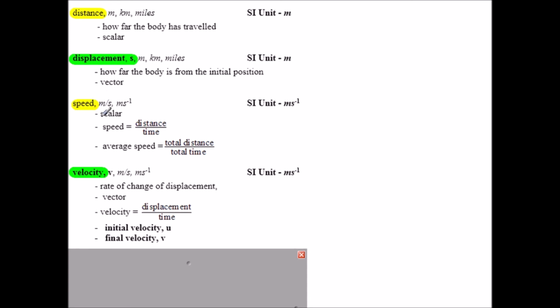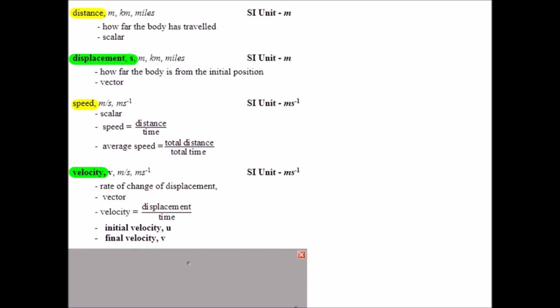Speed and velocity both have the same SI units, meters per second, but speed is a scalar. It doesn't take the direction of motion into account, but velocity does. Velocity is the rate of change of the displacement, and speed is the rate of change of distance. If motion is along a straight line in one direction, then speed and velocity are the same.